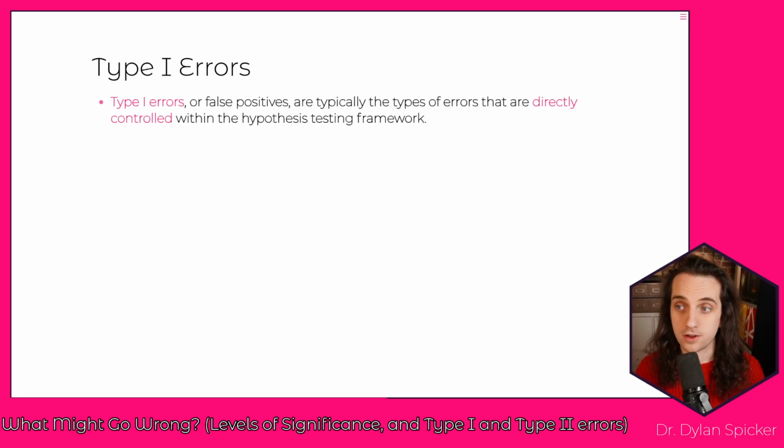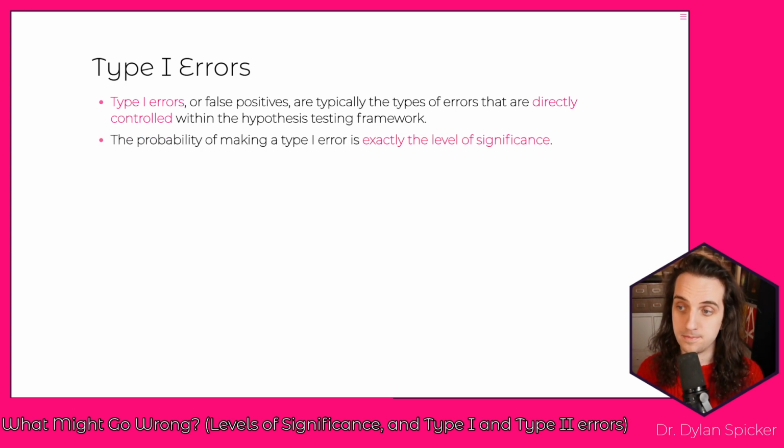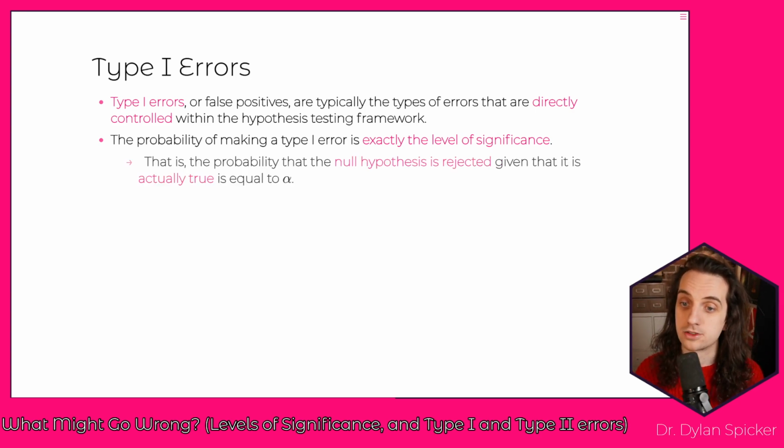So with type 1 errors or false positives, in general, these are going to be the errors that we actually directly are controlling within the hypothesis testing framework. Okay. And specifically, the way that we do this is by noting that the probability that we make a type 1 error is exactly our level of significance. So another way that we can think about alpha is alpha gives us the probability of a false positive. It gives us the probability of making a type 1 error, right? So alpha is the probability that you reject the null hypothesis when it turns out that it is actually true. So the probability that the null hypothesis is rejected, given that it's actually true, is equal to alpha.